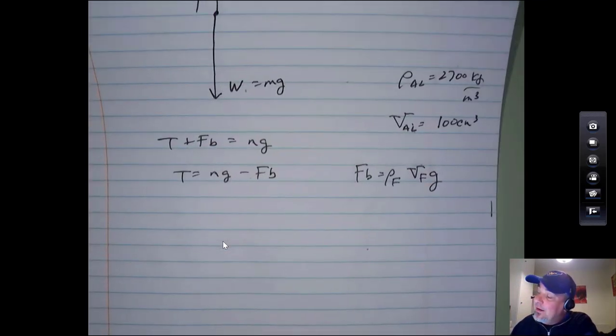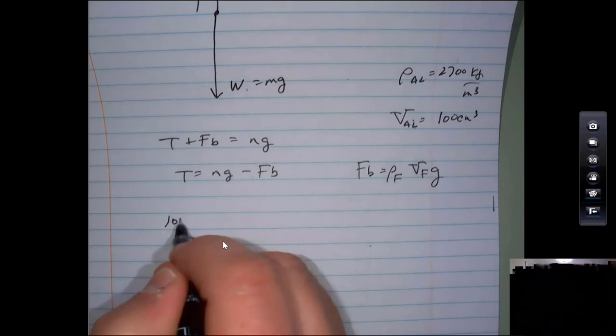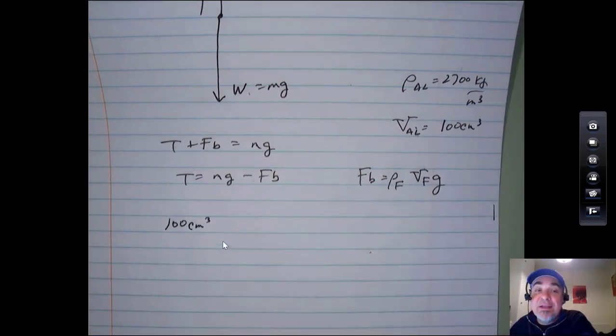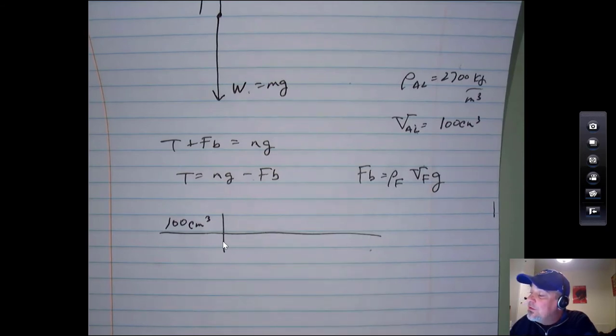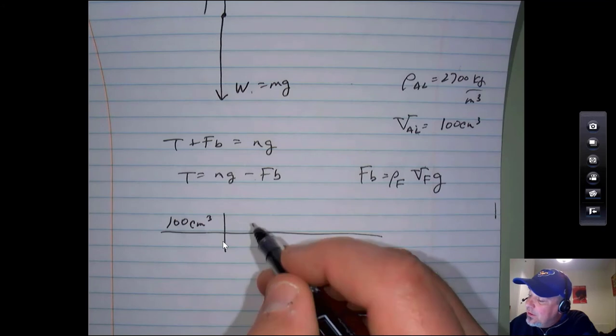One thing to be careful of is 100 cubic centimeters. That's not an SI unit. We want to turn that into cubic meters. Be careful, you don't just divide or multiply by 100. You have to look at it like this.